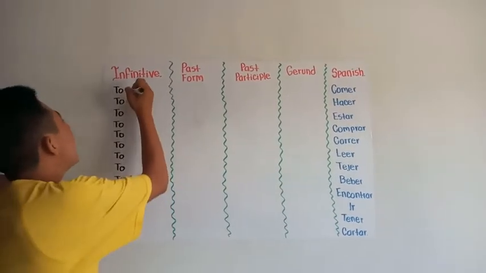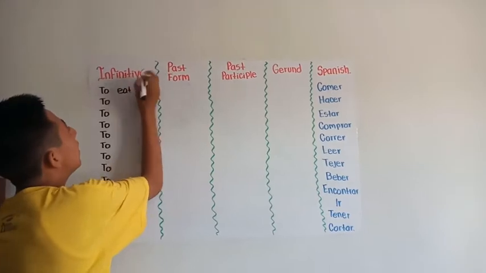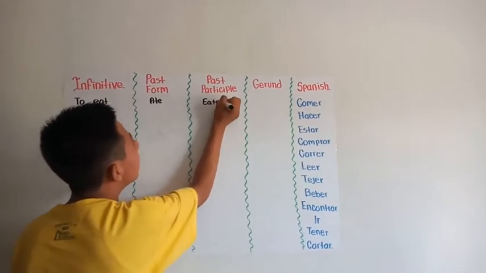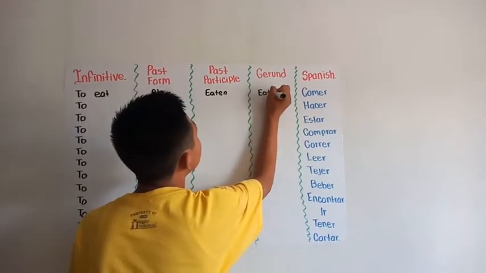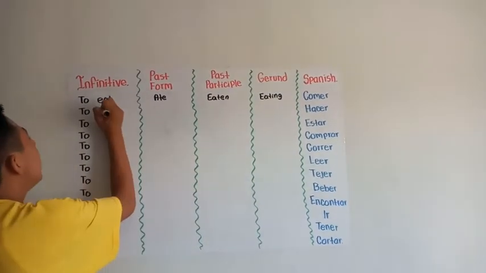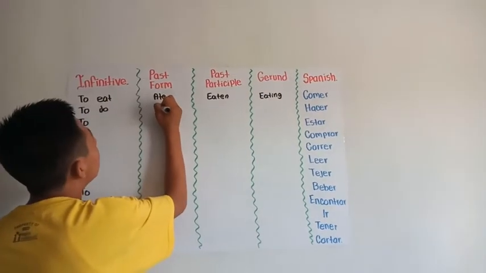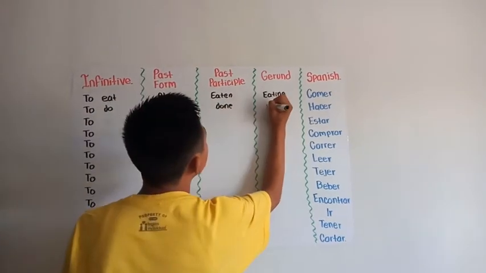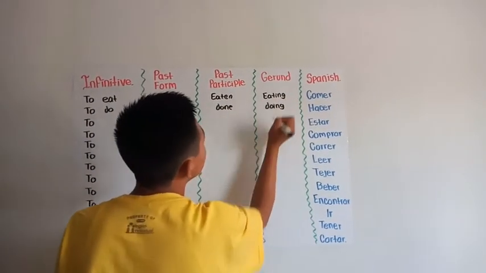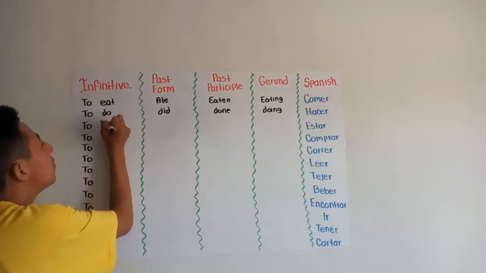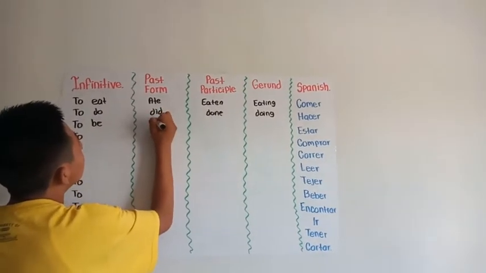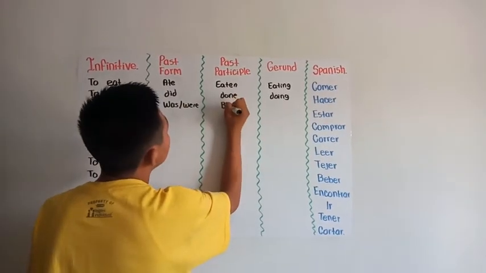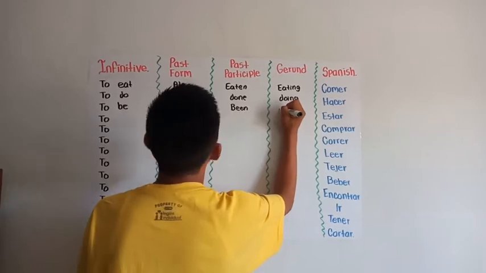Comer, to eat. I ate, eaten, and eating. Hacer, to do. Did, done, and doing. Estar, to be. Was or were, being and been.